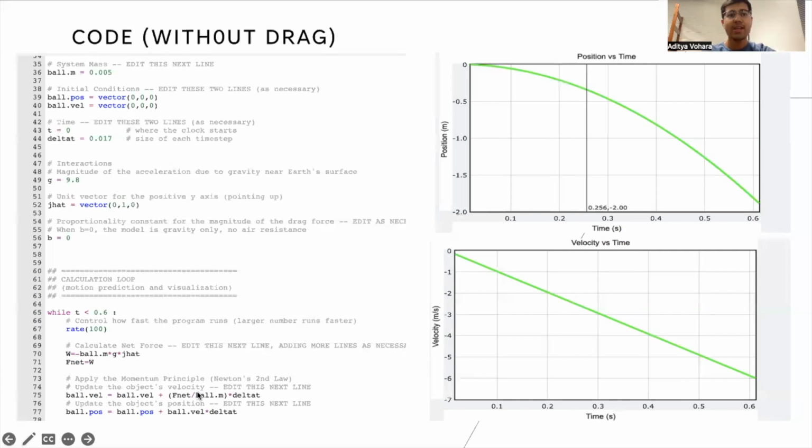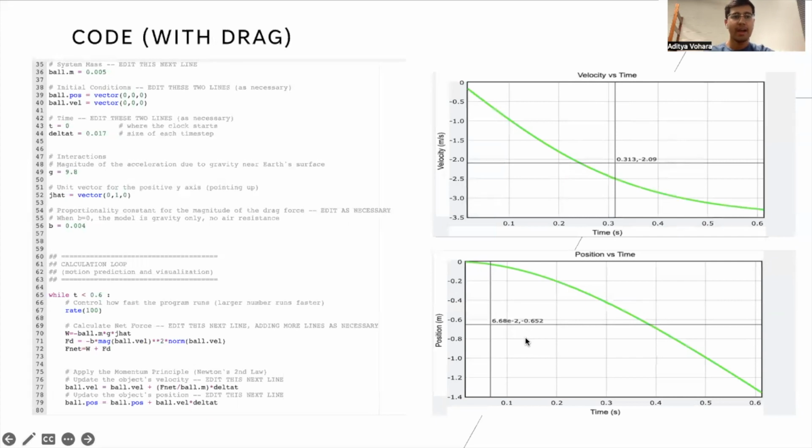Code without drag. So now we'll look at the code without drag. As we can see, delta t is taken as 0.017 seconds and the force acting is W, which is -mg. As we know, the only force acting is the gravitational force, which acts in the negative y direction. The position versus time graph, along with the velocity versus time graph, is shown here.